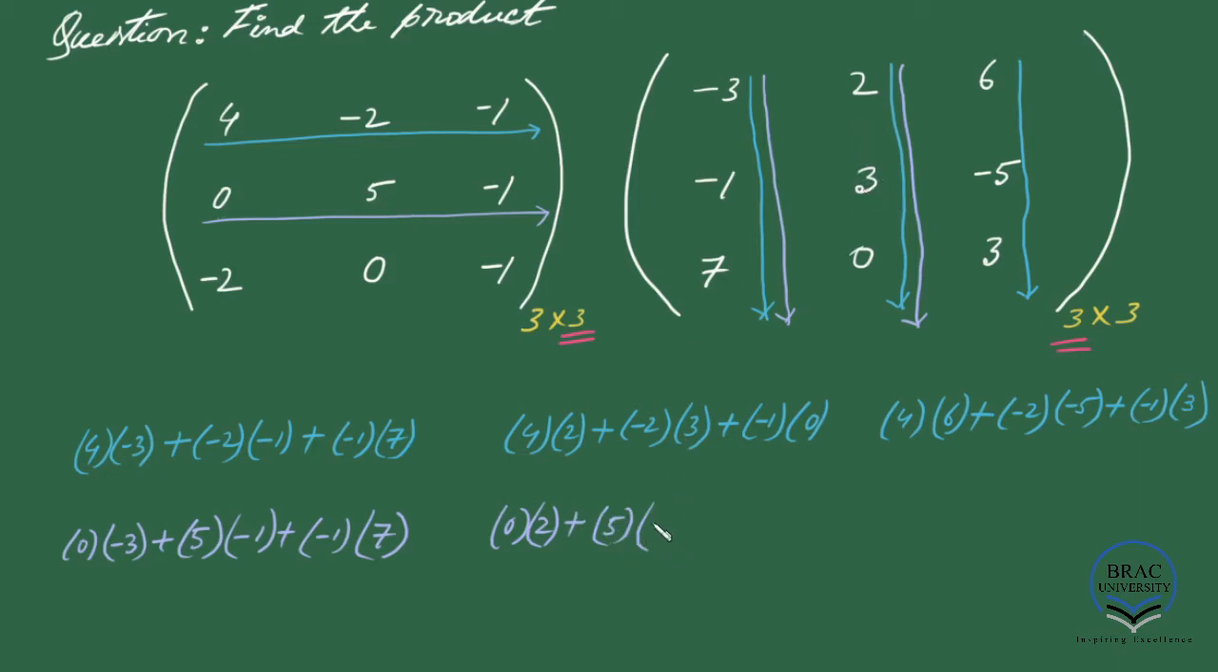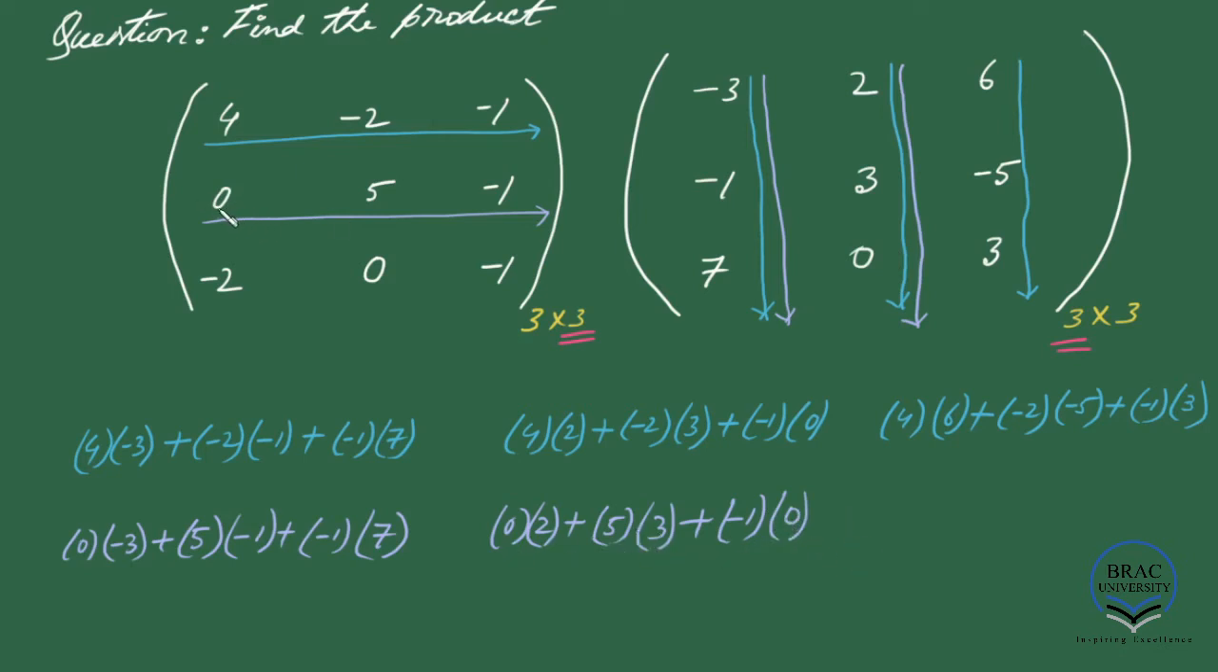Then the second entry of this selected row, 5, will get multiplied with the second entry of this newly selected column, which is 3, plus this third entry of this selected row, which is -1, will get multiplied with the third entry of this newly selected column, which is 0. So finally, after multiplication on each of the terms, we're going to add all of them up.